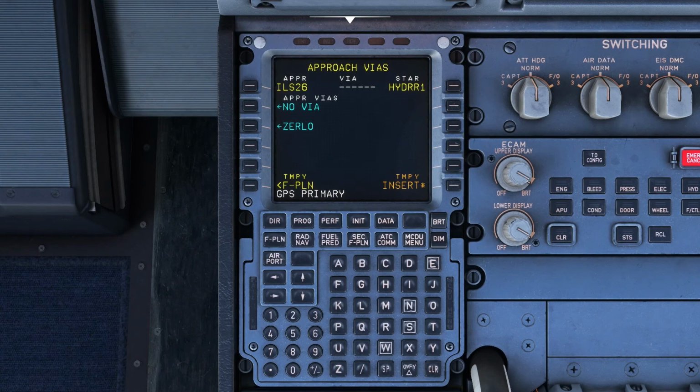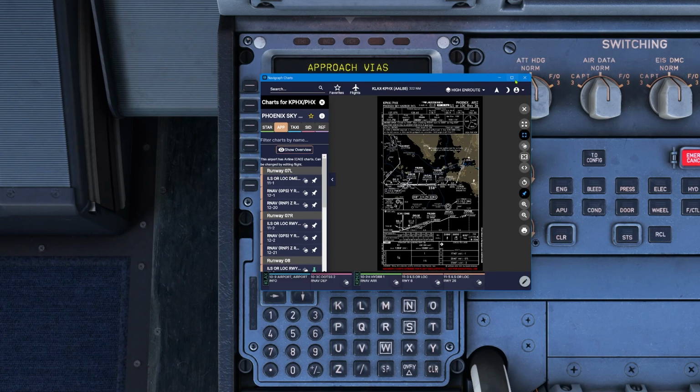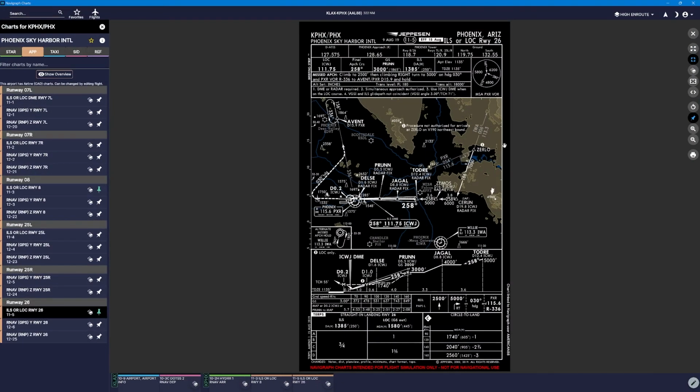Now if we go look at the approach, where is Zerlo at? Zerlo happens to be way up here. So, you know, I don't think so. Because remember, we're coming in on this side down over here. It would make absolutely no sense to come over here and then fly all the way up here, come all the way around, hit Zerlo, and then come all the way down. Doesn't make sense to do that.